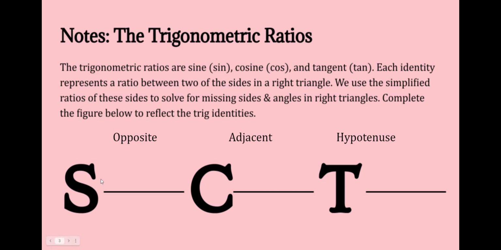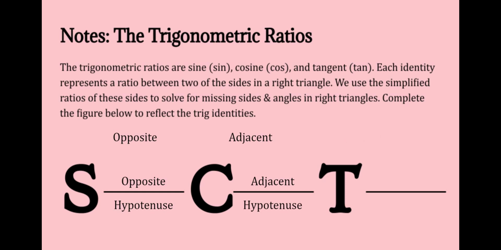So this S here for sine. Sine is the relationship between the opposite side and the hypotenuse. So it's opposite over hypotenuse. Cosine, our second ratio right here, that's the relationship between the adjacent side and the hypotenuse. And then our last trig ratio is tangent. That's the T, tangent. And that's the relationship between our opposite side and our adjacent side. We're going to talk about what those mean in a little bit.